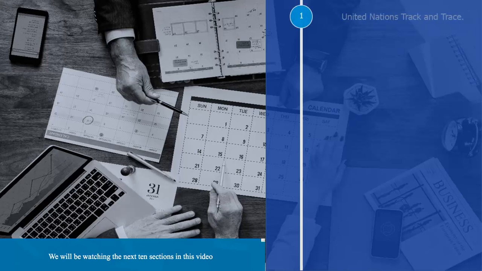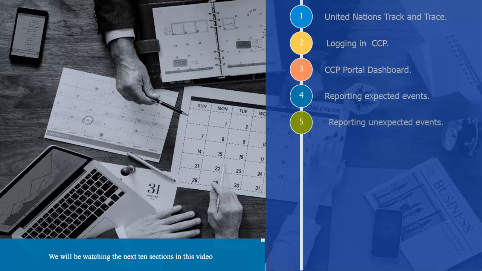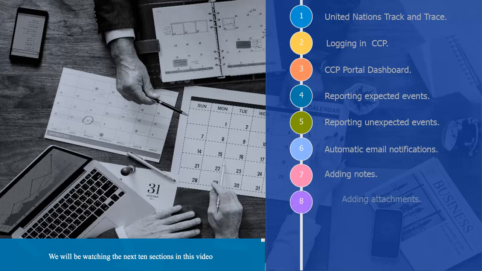1. United Nations Track and Trace. 2. Logging in CCP. 3. CCP Portal Dashboard. 4. Reporting expected events. 5. Reporting unexpected events. 6. Automatic email notification. 7. Adding notes. 8. Adding attachments. 9. Logging off. 10. Getting help.